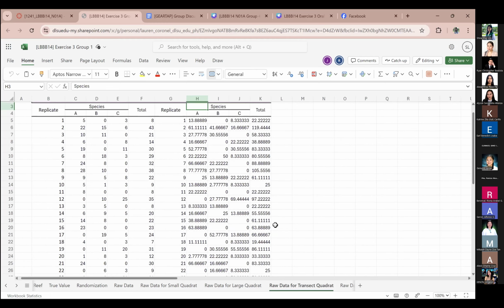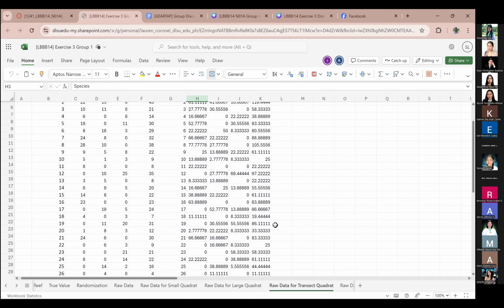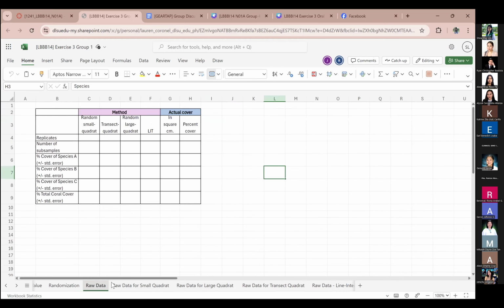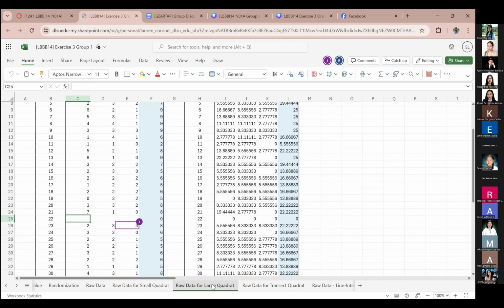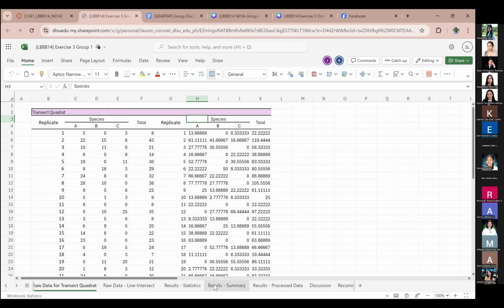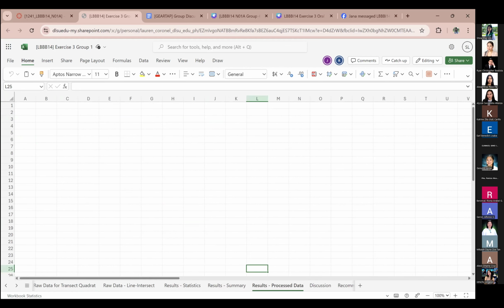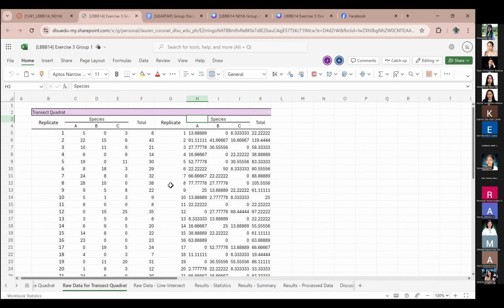Okay, do you have a version where the subsamples are shown? Because these are only replicates. Okay, hold on. Miss, the subsamples, the one who did the transect did it individually, kaya it's not in our shared sheets, I think.